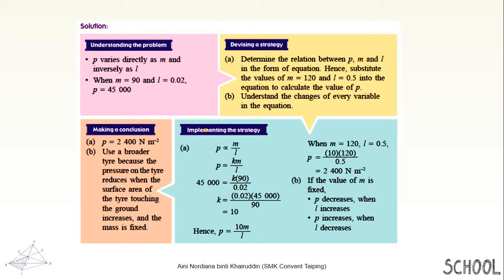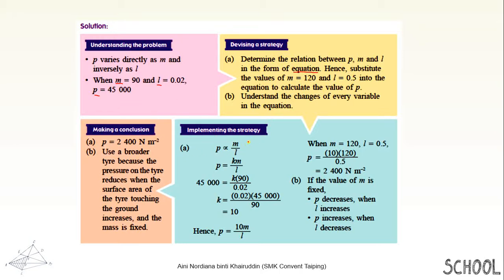So first, understand the problem. Given that P varies directly as M and inversely as L, also given the value of M, L, and P. Determine the relation between P, M, and L in the form of an equation. Hence, substitute the value of M, L into the equation to calculate the value of P. Understand the changes of every variable in the equation.